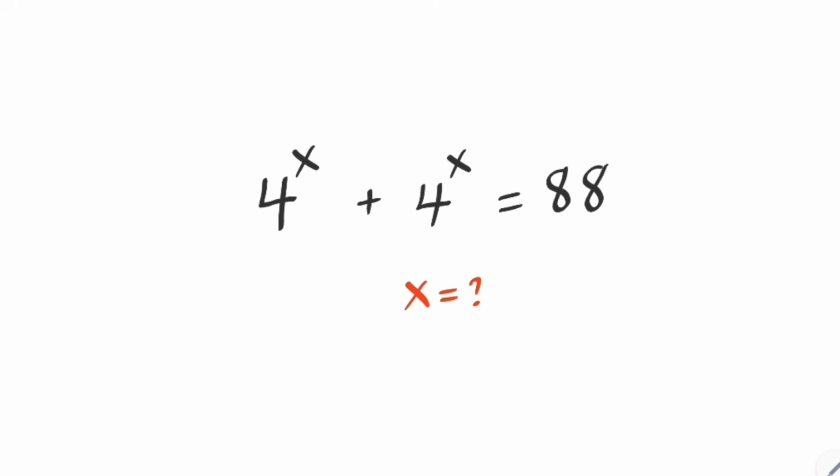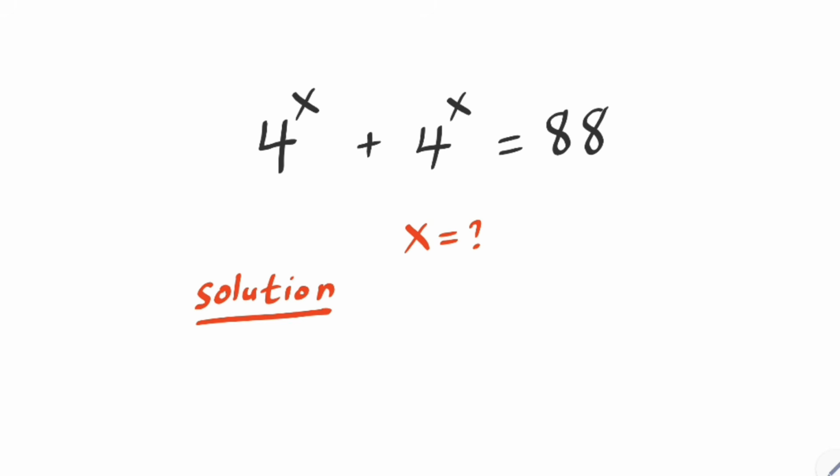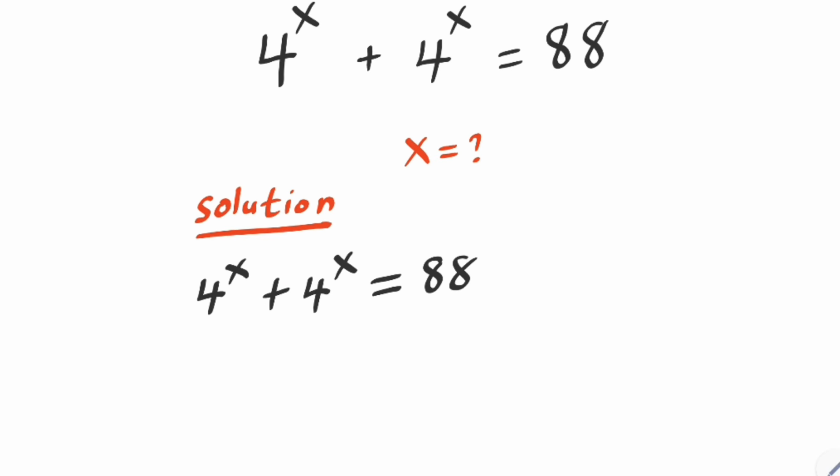Let us start by writing solution. We have the given equation 4 raised to power x plus 4 raised to power x is equal to 88. From here, you can see that 4 raised to power x is common. Let's bring it out. We have 4 raised to power x bracket. If you divide this 4 raised to power x by this 4 raised to power x, we have 1 plus. If you divide this 4 raised to power x by this 4 raised to power x, we have 1, is equal to 88.